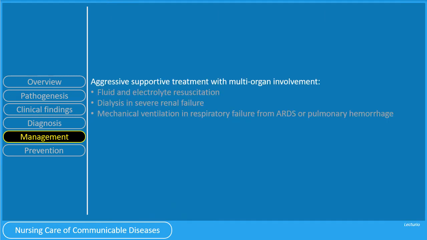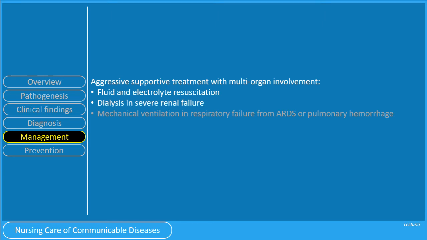Aggressive supportive treatment is required for multi-organ involvement. Fluid and electrolyte resuscitation is done, and a very critical portion of this management is the monitoring of your input and output. For this presentation and onwards, please do not forget that the adequate urine output for an adult is 0.5 cc per kilogram per hour.